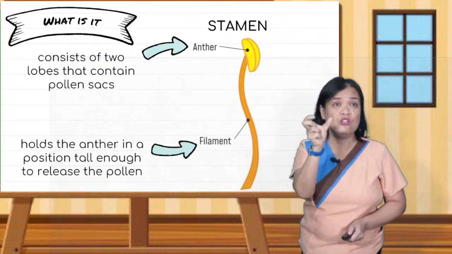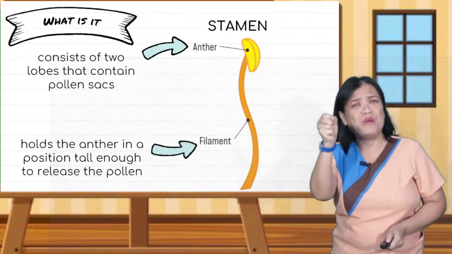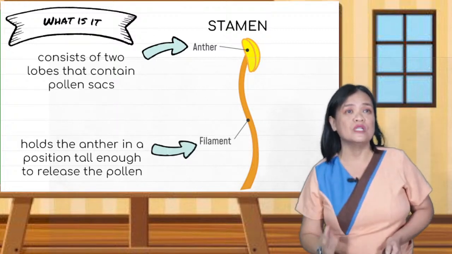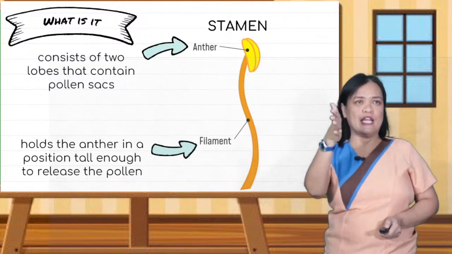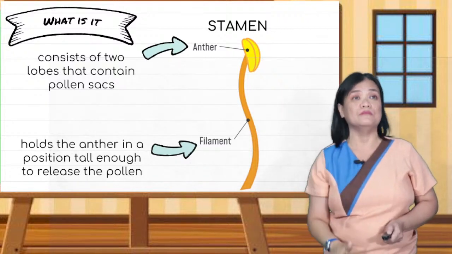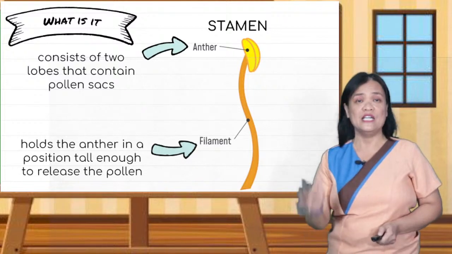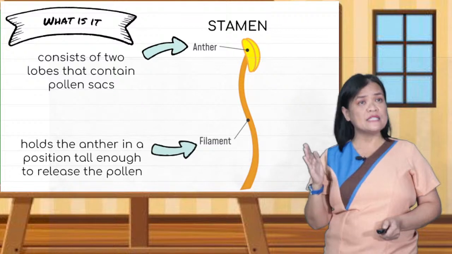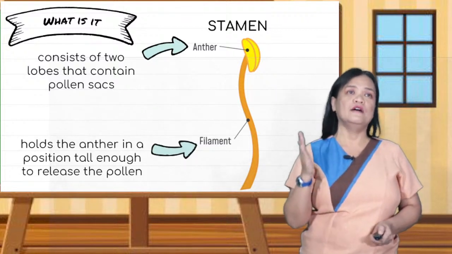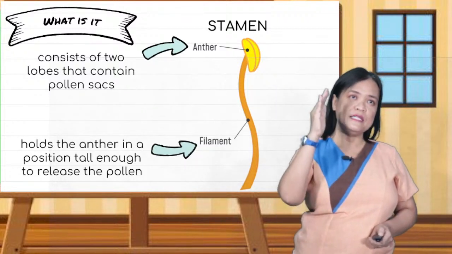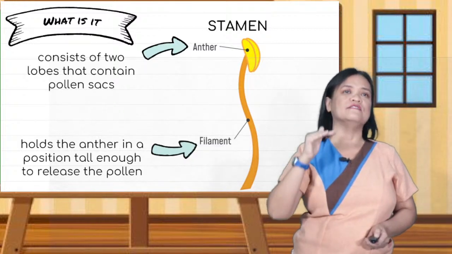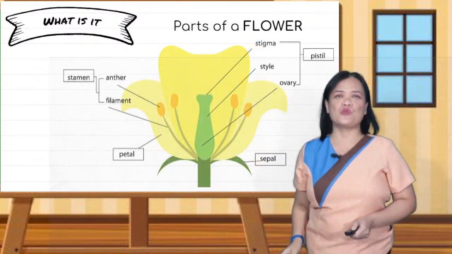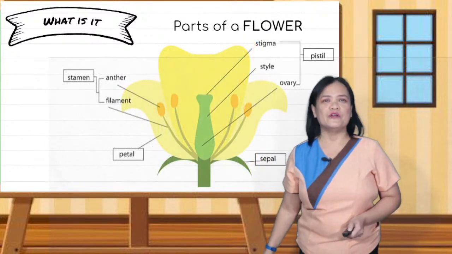So it is the one that holds the anther so that it will not fall. Tall enough to release the pollen. That is where the pollen grains pass. So that is the stamen, the male reproductive part of a flower. And the stamen consists of anther and filament. Remember that.